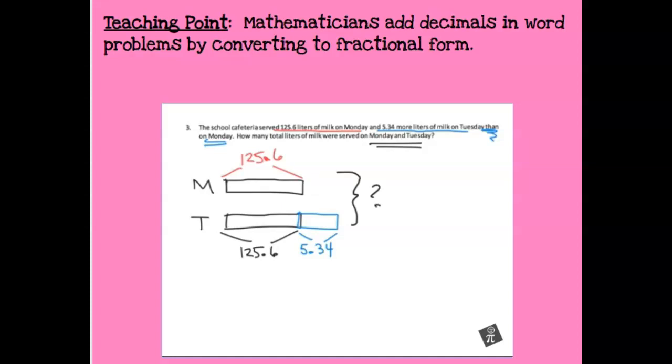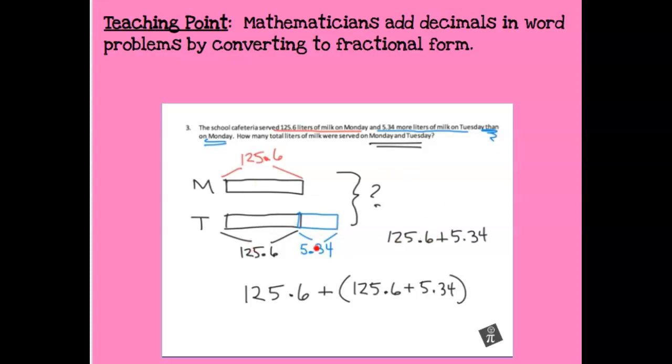Couple of ways we could do it. We could add Tuesday together first, and first add 125.6 plus 5.34, get that answer, and then add it to another 125.6. Another way we could think of it is one big long problem, 125.6, that's Monday, plus, and then we can put in parentheses, 125.6 plus 5.34 on Tuesday.